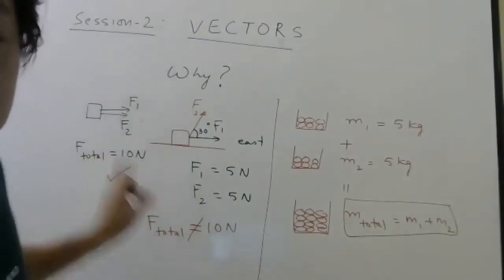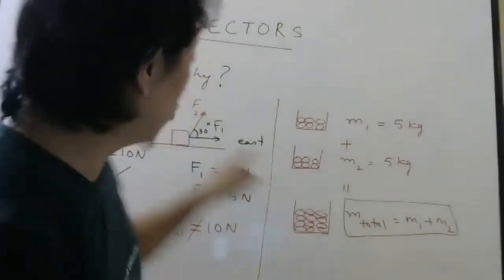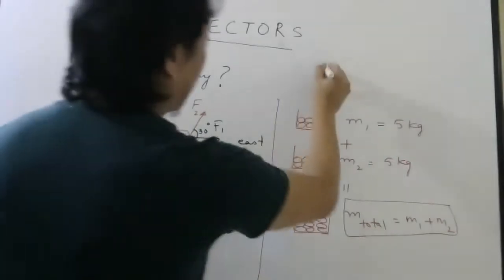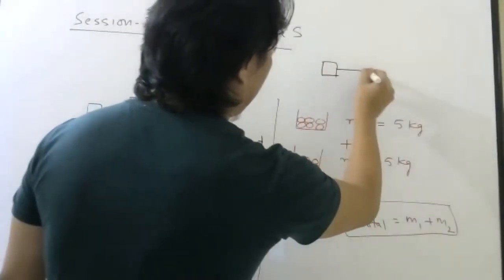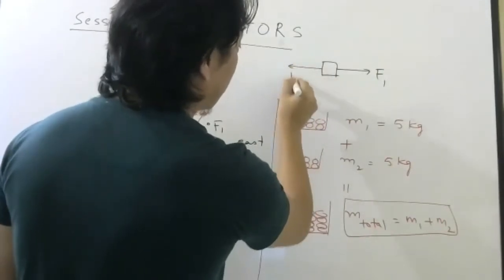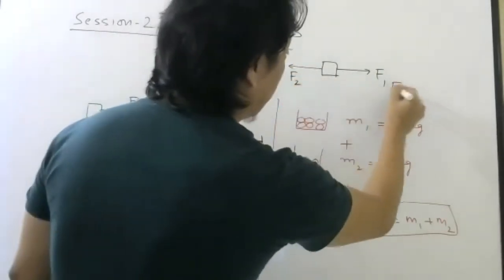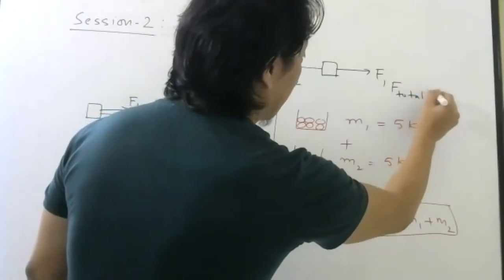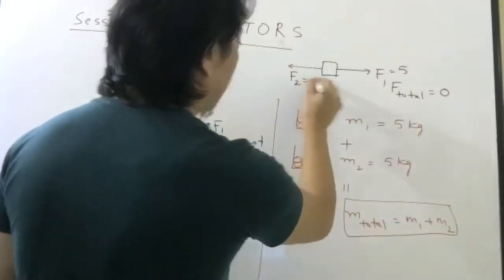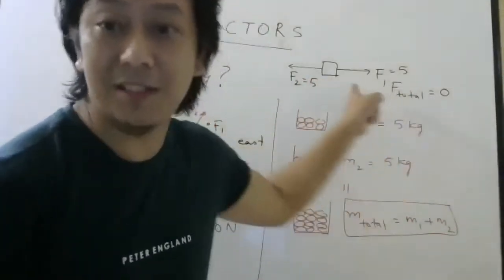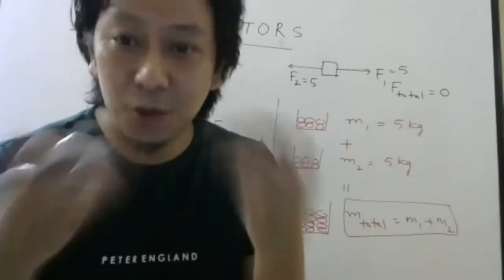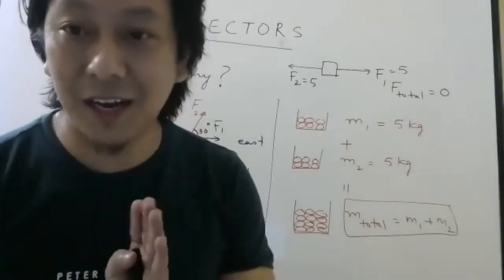But who knows? You may apply in this direction, or I may apply force in this direction and you may apply force in the opposite direction. Then the total force is surprisingly 0. If this is 5 Newton and this is 5 Newton, the total force is actually 0 in this case. The body will not move. The body will not move, meaning what? Total force is 0. Are you understanding?